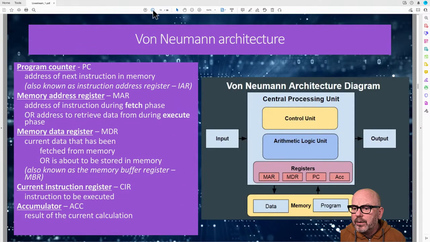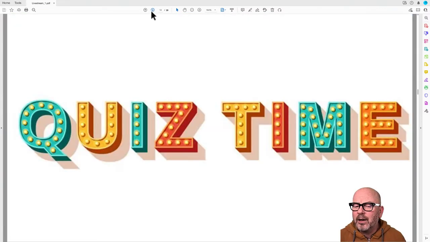What else have I got here? I've already done this. This one has got the addition of the CIR. Don't worry too much about that, because I've covered it, and what I've told you is what you should do for the exam. The CIR doesn't appear in the exam. They don't call it the CIR, so ignore that part.